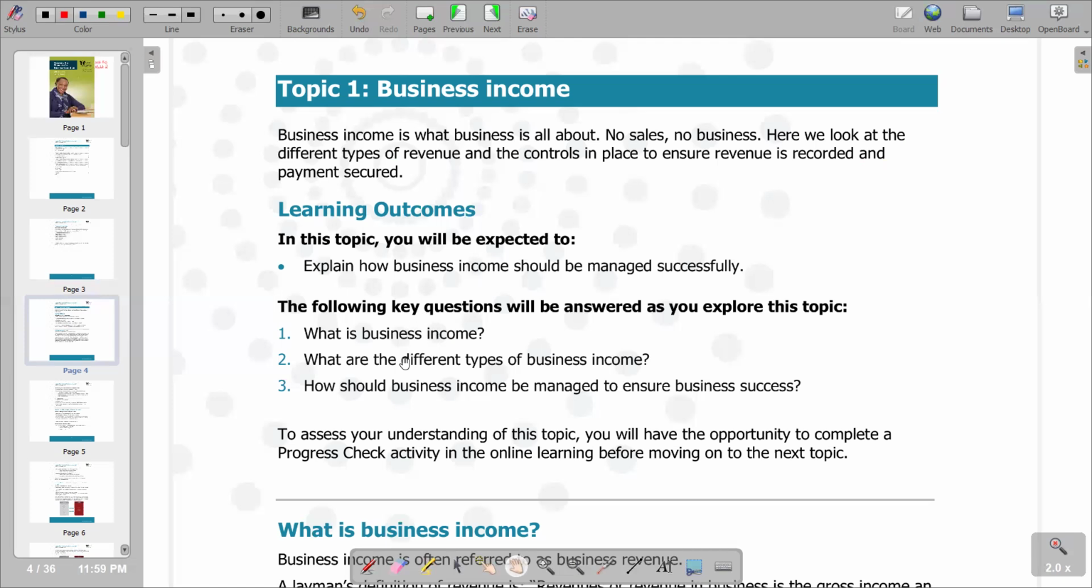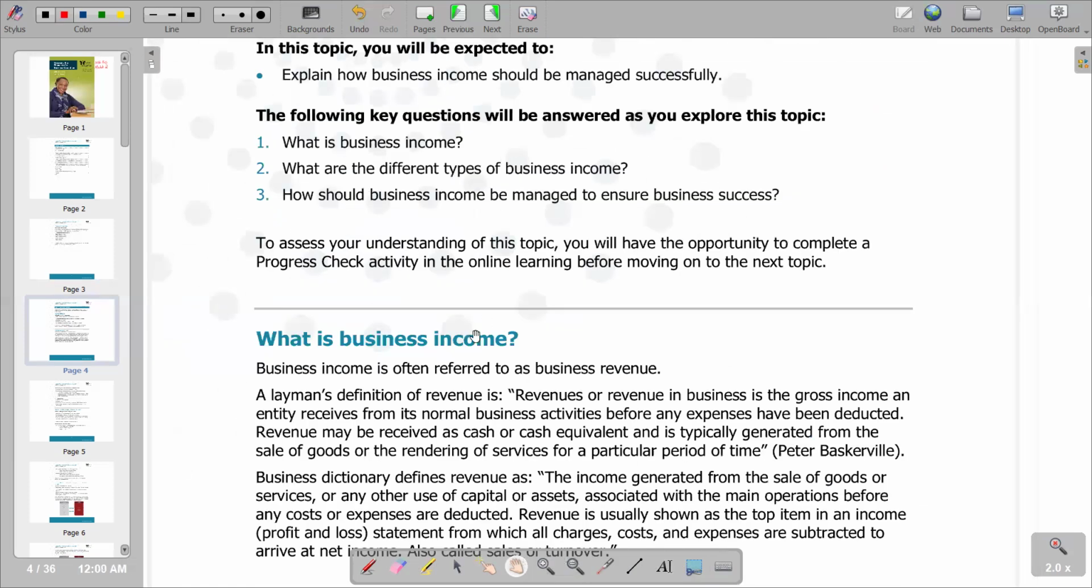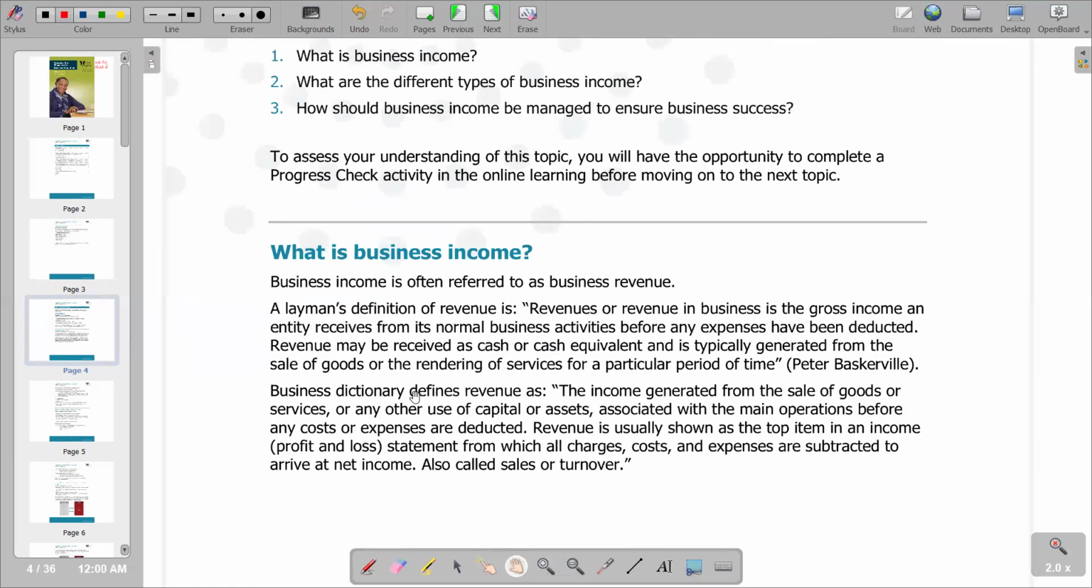After studying this topic, the following key questions will be answered as we explore it. What is business income? What are the different types of business income? How should business income be managed to ensure business success? The definition that we have for business income is given there, and we have a layman's definition of revenue.